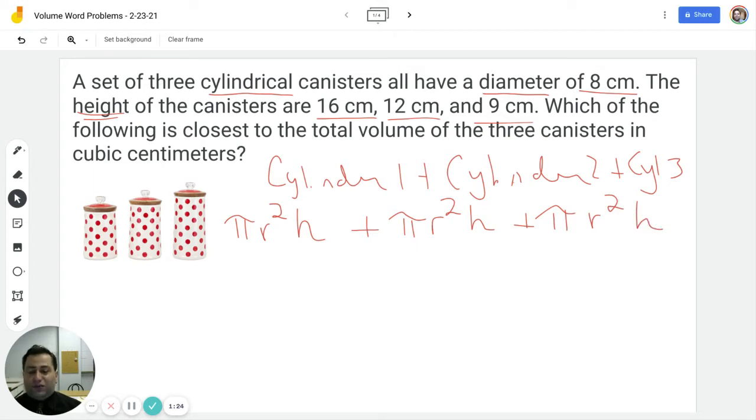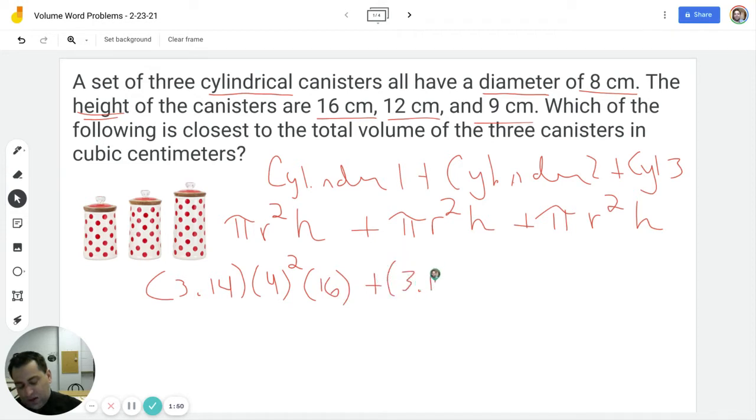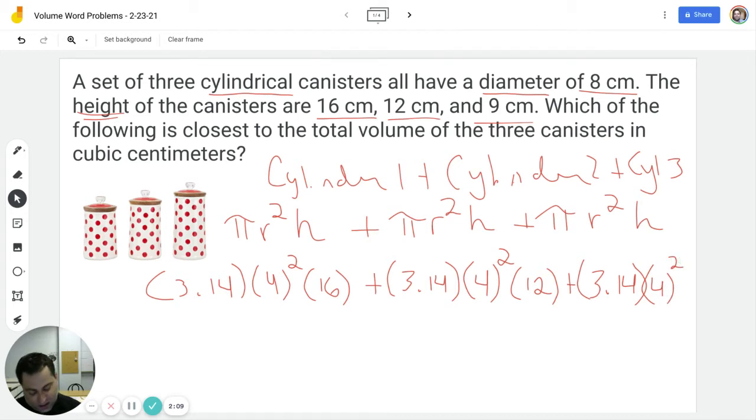Now we can start to plug in some values here. First things first, I know that pi is 3.14. I know my radius is half the diameter, so I know my radius is going to be 4. And the heights vary in each. So the height in the first one is 16. 3.14 once again. 4 stays the same. They each have a diameter of 8, so I know 4 will stay the same. And my second height is 12. And then I have 3.14 again, 4 again, and then my last height is 9.